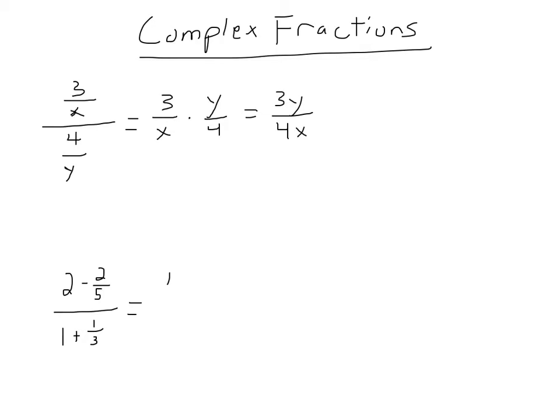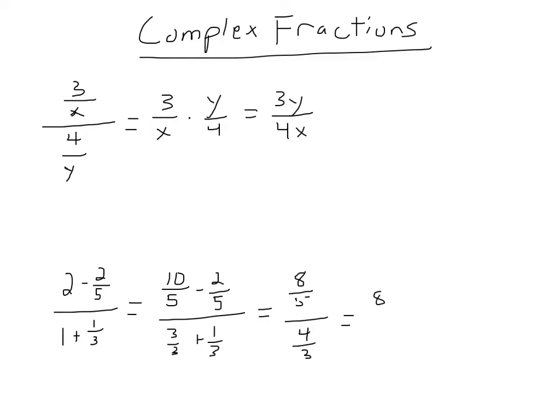That's going to be 5. So this is the same as 10 over 5 minus 2 over 5 over 3 over 3 plus 1 over 3. So this is the same as 8/5 over 4/3. So now we can do 8 over 5 times 3 over 4.